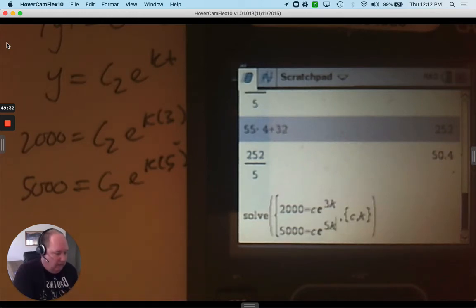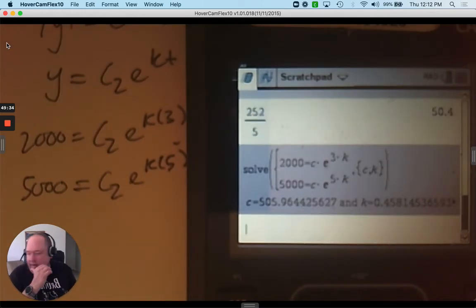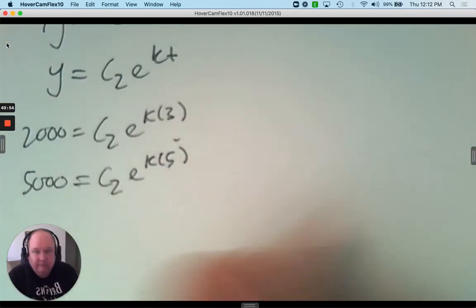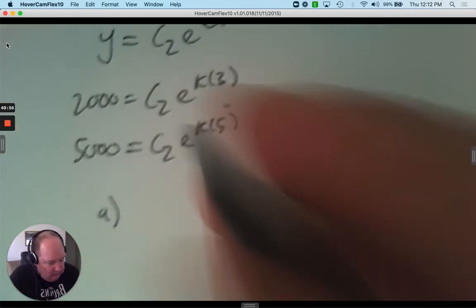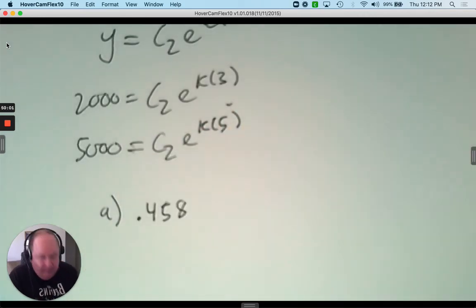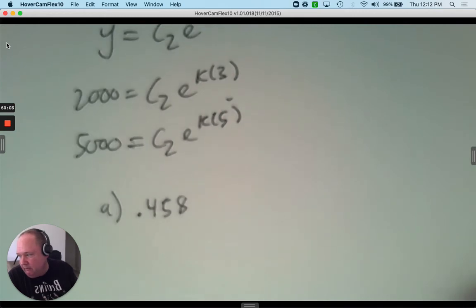All right, what do we get? Let's see how this works. So I got c is 505.96, and so on. So if I round it, bacteria needs to be a whole number. And then I have a number for the rate, 0.45 and so on. Awesome. So the question is, find the growth rate of the culture. So that answer is 0.458. That's the growth rate.